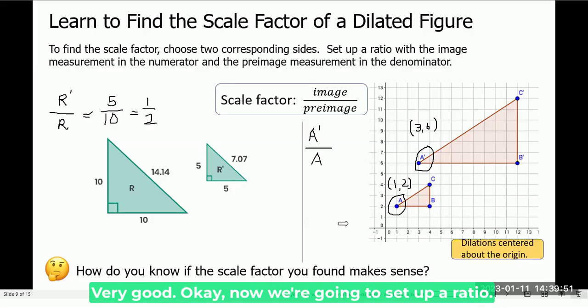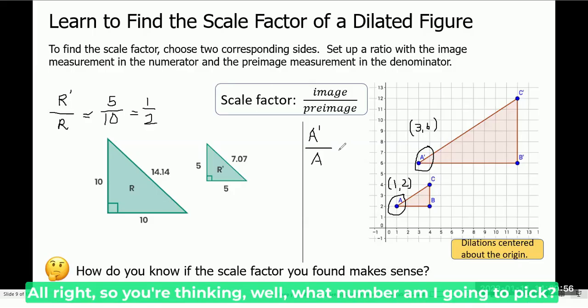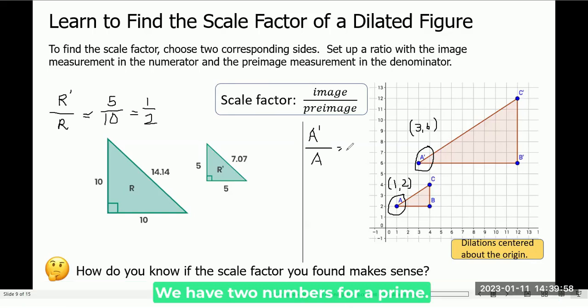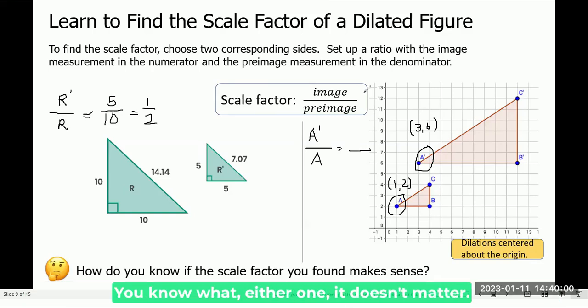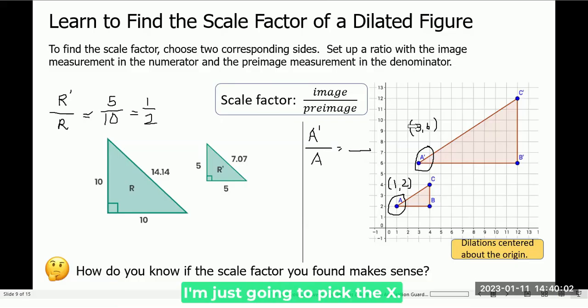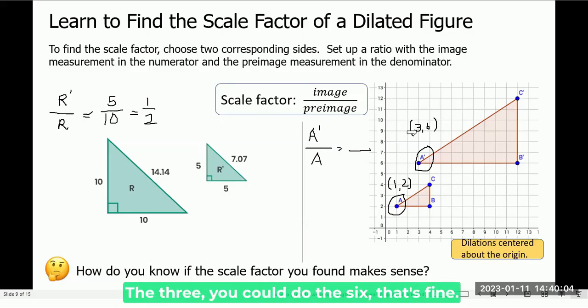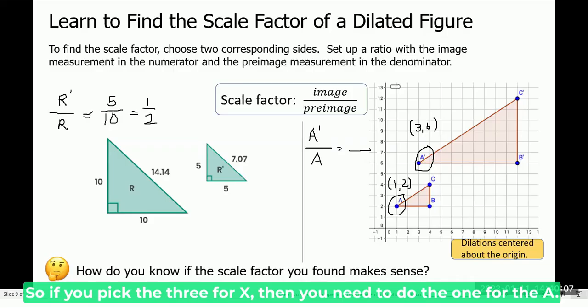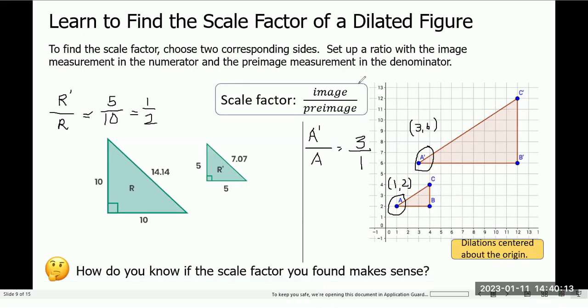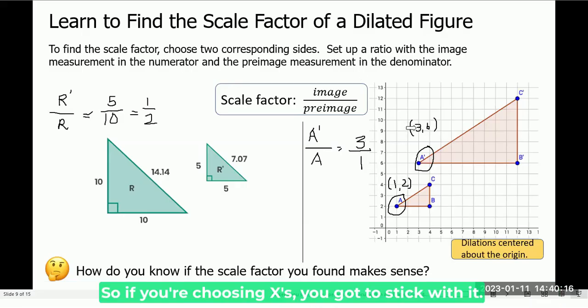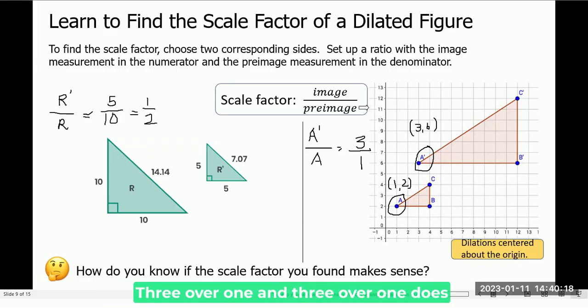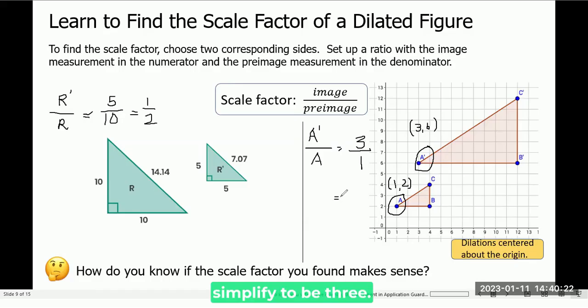Okay, now, all right, so now we're going to set up a ratio. All right, so you're thinking, well, what number am I going to pick? We have 2 numbers for A prime. You know what? Either one. Doesn't matter. I'm just going to pick the X, the 3. You could do the 6. That's fine. So if you pick the 3 for X, then you need to do the 1 for the A, okay? So if you're choosing X's, you got to stick with it. 3 over 1. And 3 over 1 does simplify to be 3.